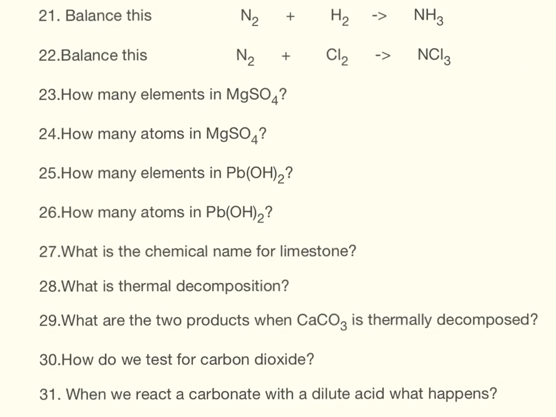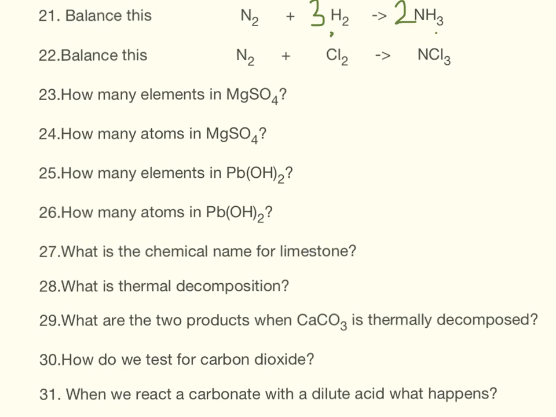A touch more balancing now. We have 2 nitrogens here, but only 1 nitrogen over here. So I'm going to pop a 2 in front of this. So now the nitrogen's balanced. But you can see we have 2 hydrogens here and 6 hydrogens over this side. So I'm just going to pop a 3 over there, because 2 times 3 is 6.